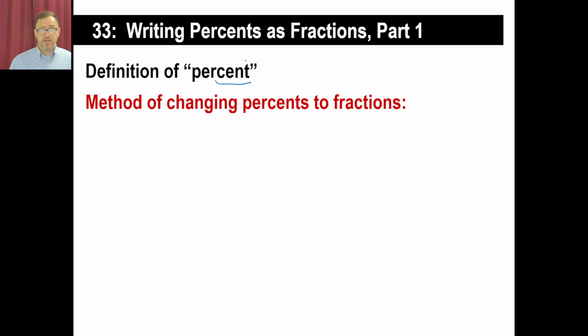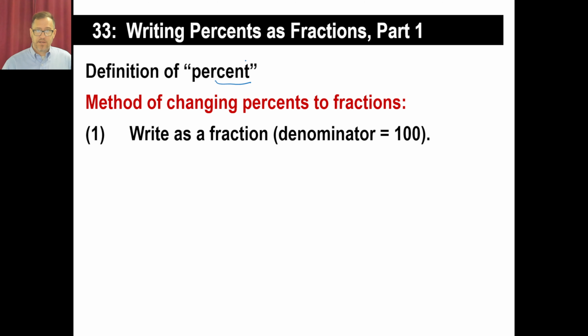So the way we change percents to fractions is only two steps. If you want to write these down, go right ahead. You can pause this and do that, and you can use it later. Write as a fraction, that's the first step. The denominator is equal to 100. That's the whole point of percents. The second thing, and of course pause it if you need to copy this down, is reduce the fraction.